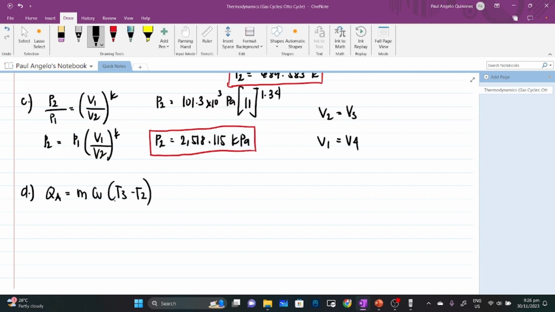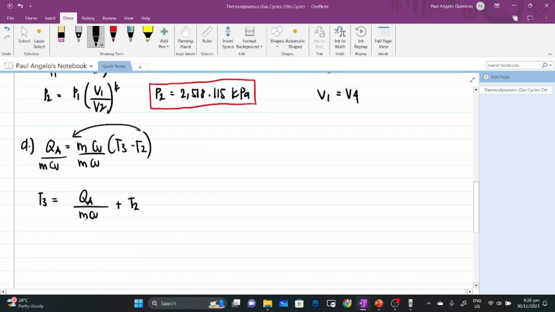So if we want to solve for T sub 3, what we're going to do is just divide both sides by mCv and transpose T sub 2 to the other side of the equation. You will have T sub 3 is equal to QA over mCv plus T sub 2. Okay? So, QA is given by 12.6 kilojoules. So, joules is in Newton meter.